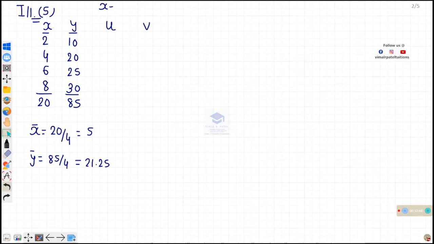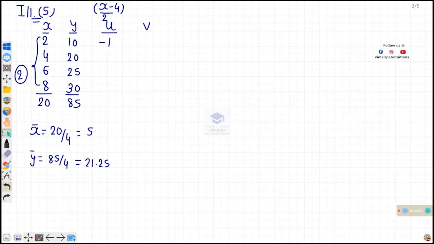From x you can subtract 5. It's a normal thing. Now you can see here all the values of x are divisible by 2. So instead of 5 I will subtract 4 and then we will divide each value by 2. That is your class length, the difference between each value. Each value of x is divisible by 2. That's why. So 2 minus 4 divided by 2.